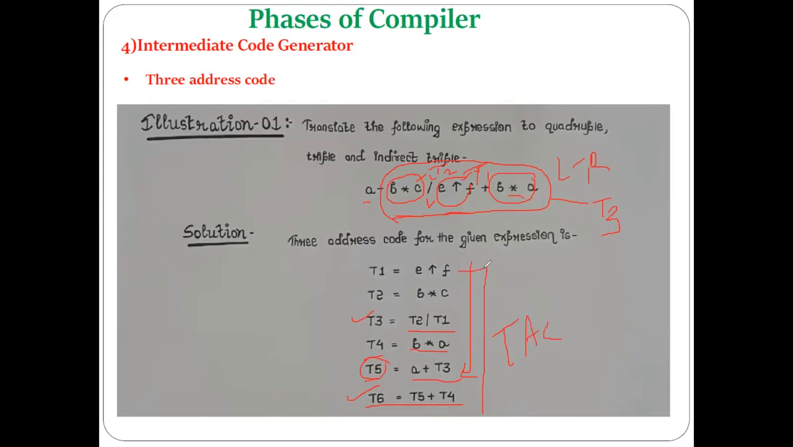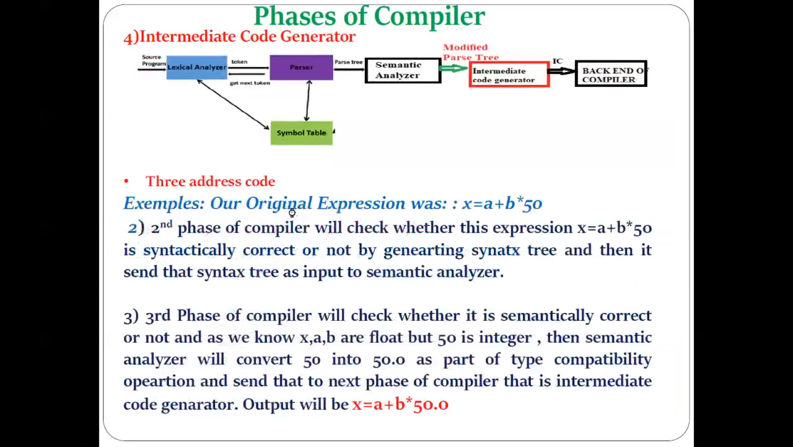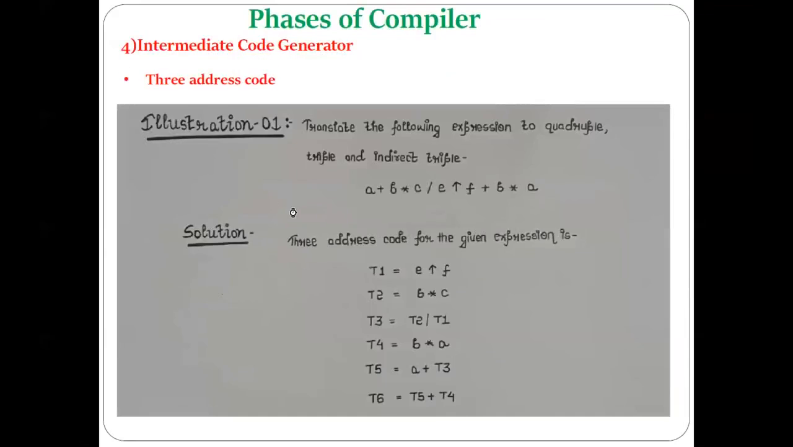Now if you look at these different statements of the three address code, in each statement you can see we never utilized more than three operands and more than one operator. Only two source operands and a single operator are utilized in each of these three address code statements. Understood?